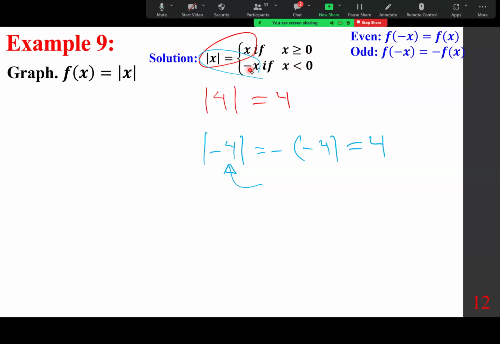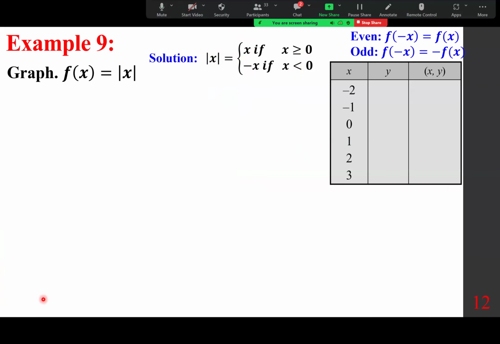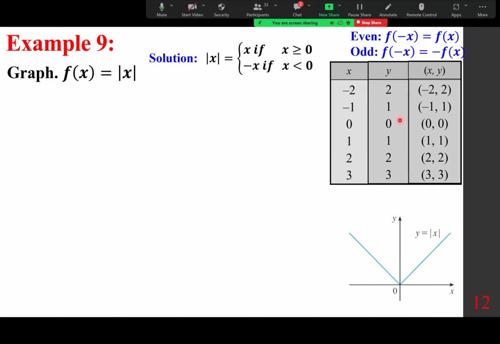So we can do the same thing. We can pick a bunch of numbers. Those are easy numbers. Let me erase. So we pick those numbers and the y coordinates are the same thing but positive. So 0, 1, 2, 3 is easy. This becomes positive. This becomes positive. And now the pairs are -2, 2, -1, 1, and so forth. We plot those pairs and it looks like what we call a V shape. Looks like a V shape, everybody.